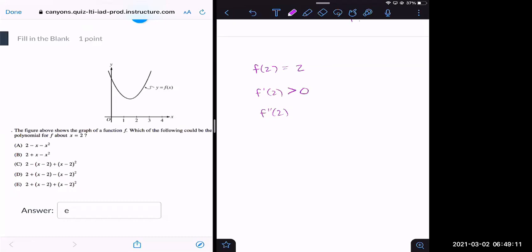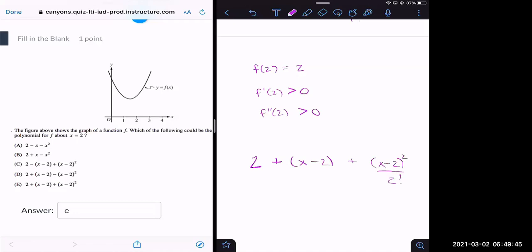Okay, what about f double prime? What do we look for on the graph to find f double prime? Concavity. Is it concave up or concave down? Up. So I know that's positive. So I know f at 2, so it has to start with a 2. F prime has to be a positive number because it was centered at 2, it's x minus 2 to the first power over 1 factorial. Sorry, not a plus 2, right? I need the opposite. This needs to be a minus 2, and squared over 2 factorial.